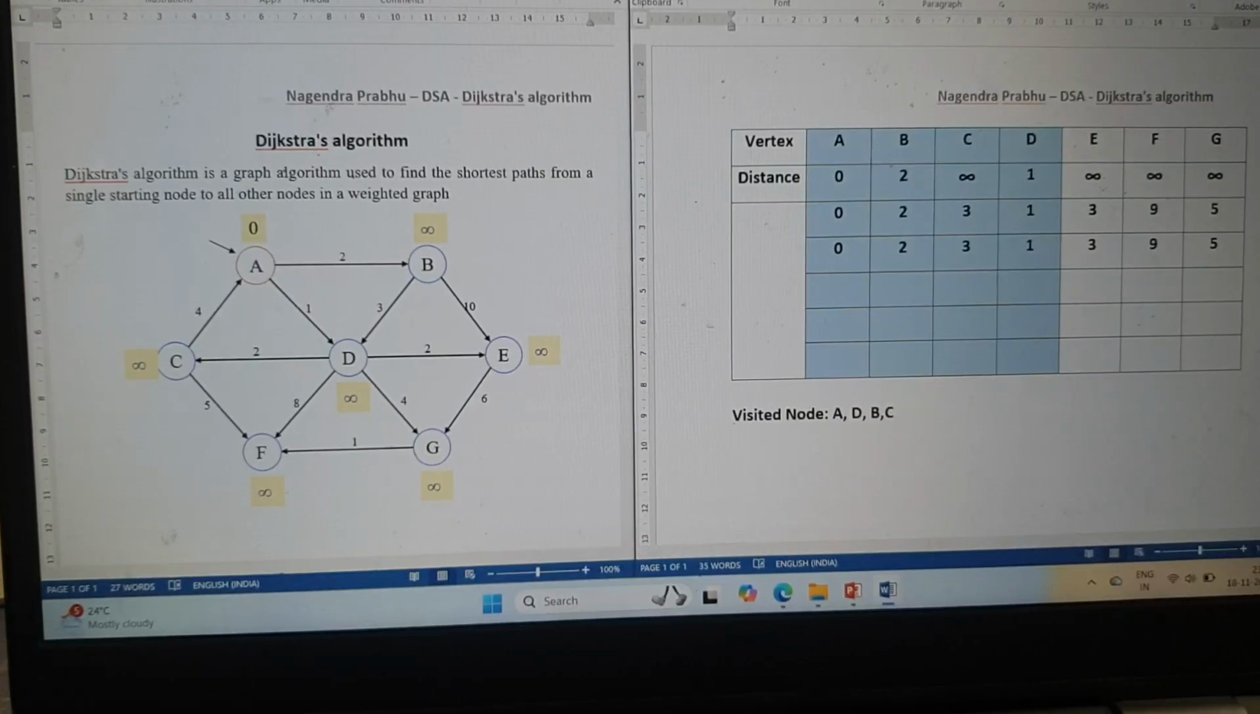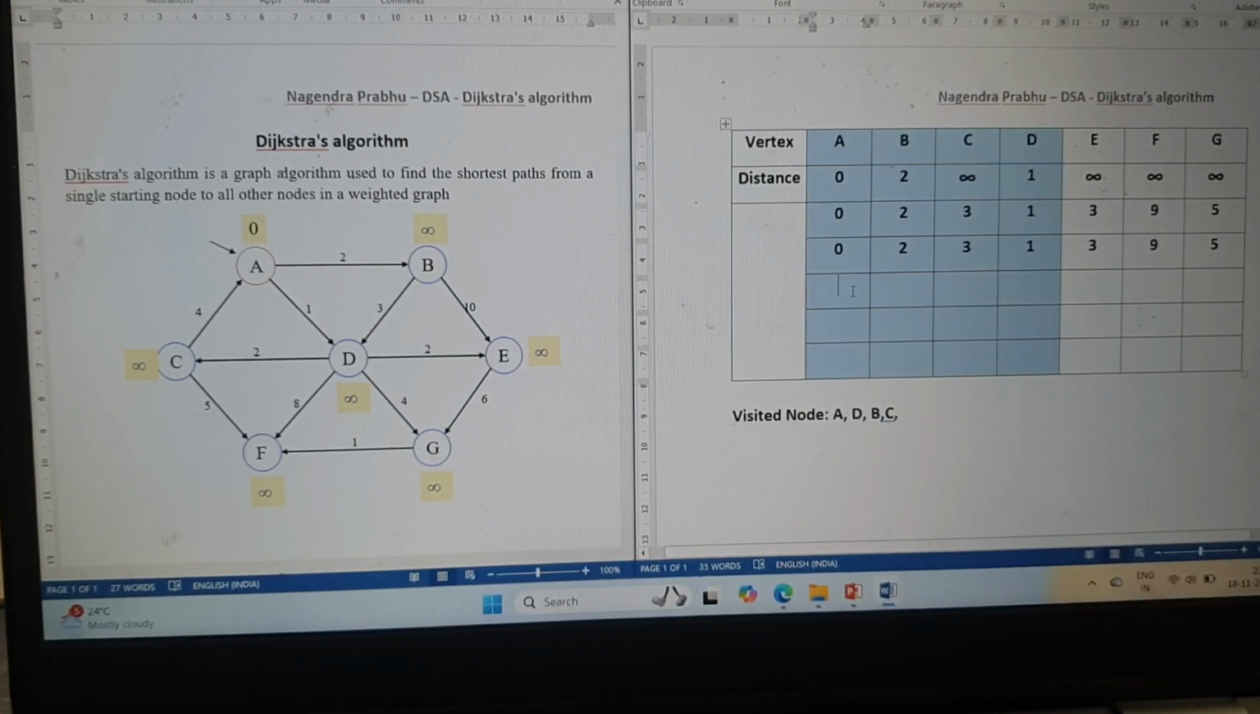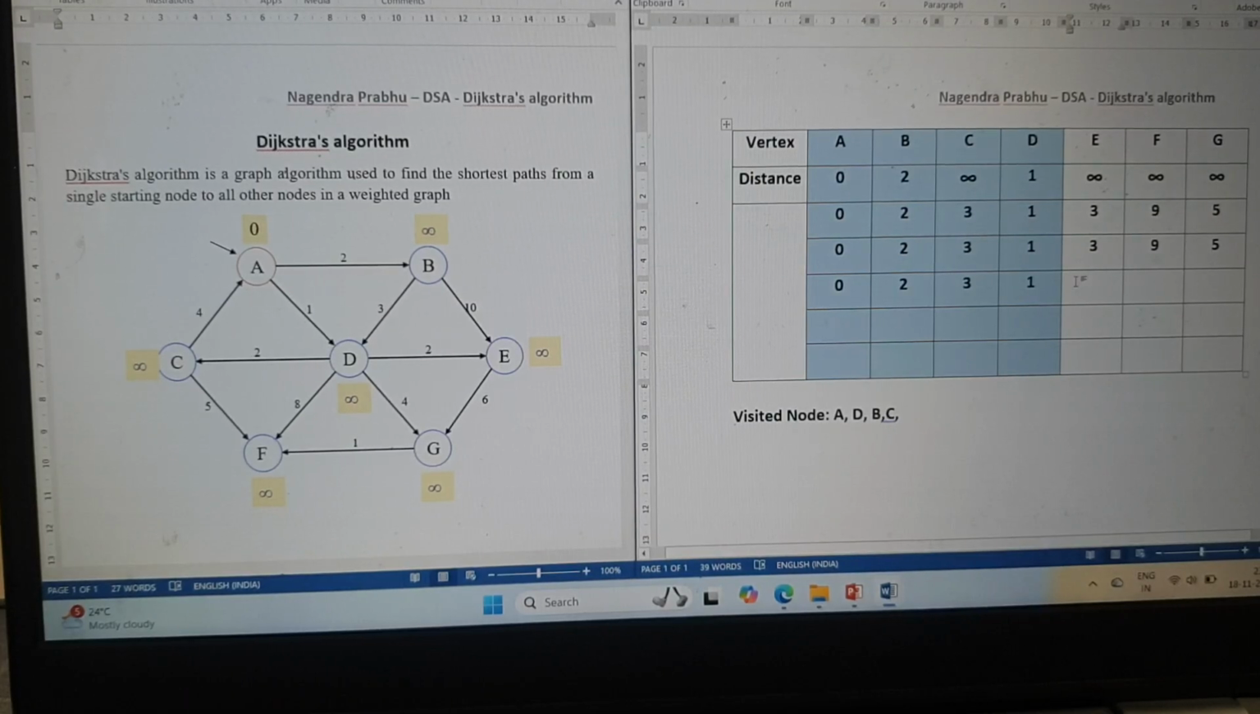Now C I have visited. The remaining values: A is visited, B is visited, C is visited and D also visited. Now C to E, just find whether any direct path is there. C to E there is no direct path, so just copy and put the same value. Now C to F, yes, we have a direct path. C to F is 5.